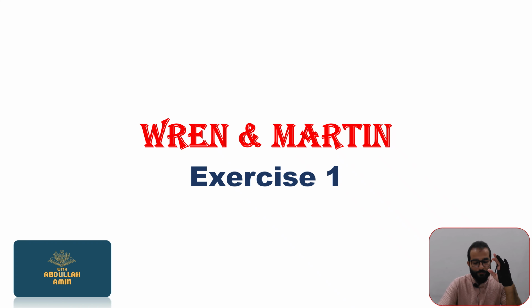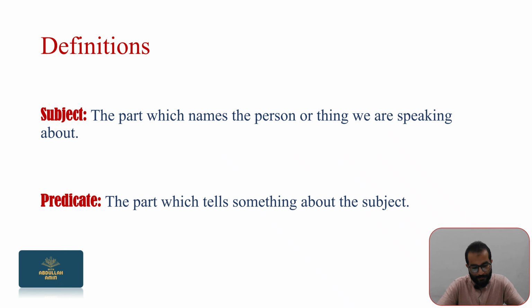Today we are going to start a new series in which we are going to solve each and every exercise of Wren and Martin, the most famous book in English grammar. And today is the very first day, and we are going to solve the very first exercise in grammar from this book, and it is about the subject and predicate.